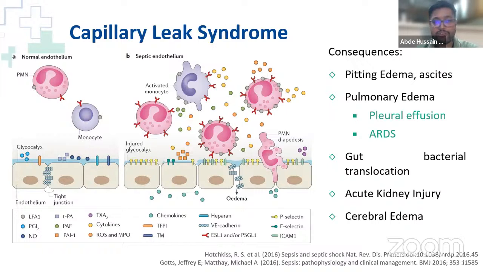If it is the lungs, it will be seen in the form of pulmonary edema, which can lead to pleural effusion, or it can precipitate ARDS, acute respiratory distress syndrome. In the gut, if the epithelium is broken, it can lead to bacterial translocation and secondary infections. In the kidneys, the kidney functioning is deranged and can lead to acute kidney injury. And in the brain, because of the breakage in the barrier of the BBB, it can lead to cerebral edema. Also, because of the toxin accumulation, cerebral edema can again occur.